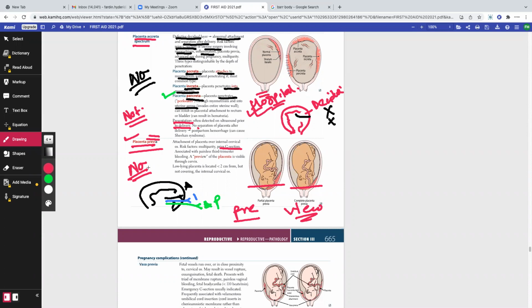So if you have a patient who comes to you with minor bleeding and during pervaginal examination, you can view the placenta like this. What is the name of this disease? The name of this disease is placenta previa. If the placenta is completely attached to the lower uterine segment, we call this complete placenta previa. If it's partially attached, we call this partial placenta previa.